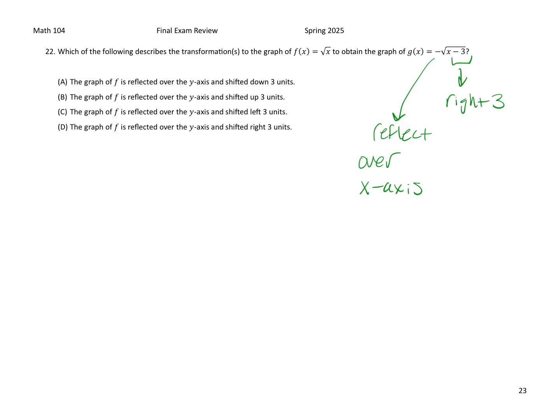Well, it looks like I made a typo, because I only have one option that goes right 3, but I put y-axis as the reflection, and it is supposed to be over the x-axis. So I will go into the original file and change this. That should be an x, and the answer should be D.